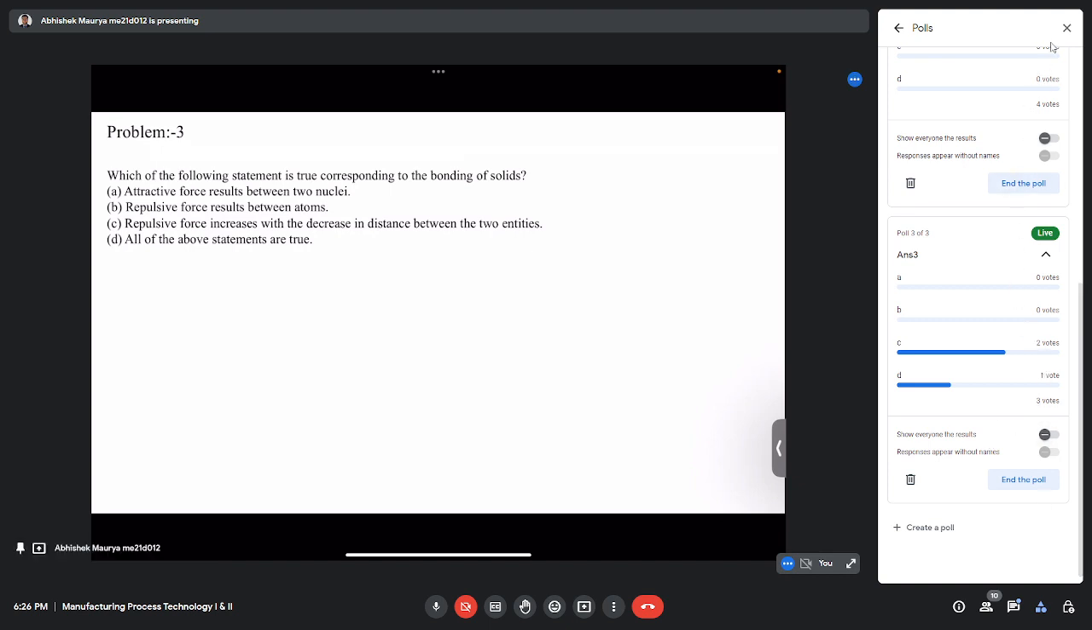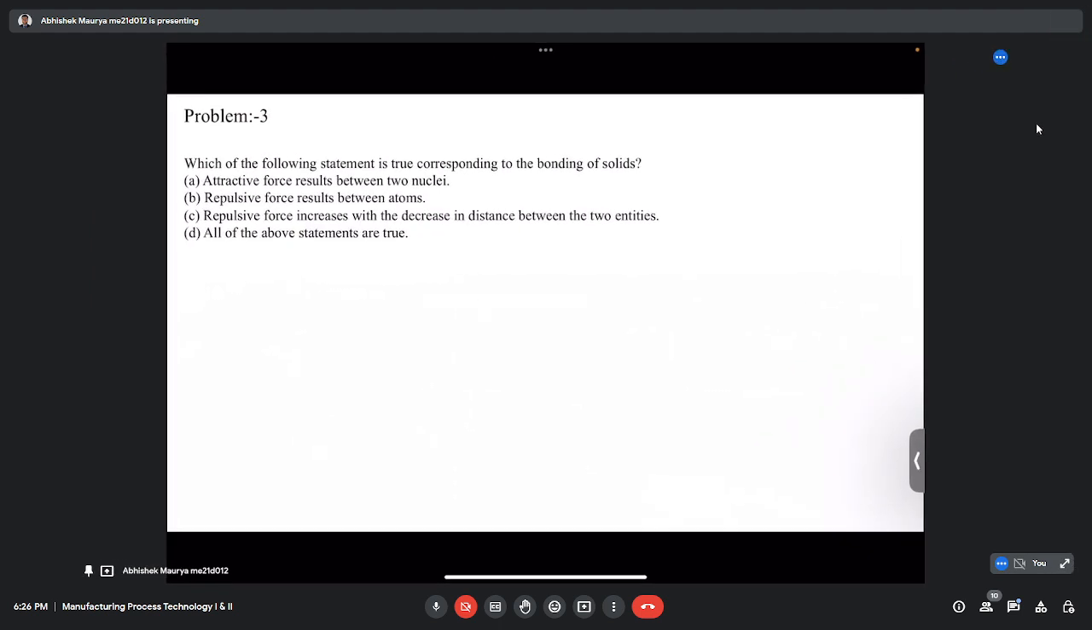Okay. So what I will do, I will start discussing the solution on this question. So let us see what is being asked in the question. Which of the following statement is true corresponding to bonding of solids? So bonding of solid means what? If we have two solids and try to make a bond between them, ultimately what we are doing?